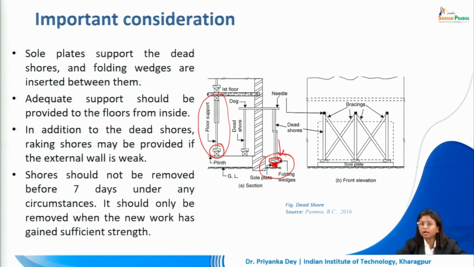If we are dealing with a situation where the external walls are weak, we might need to take additional help with the help of raking shores. So what we are going to do is we are going to use dead shores to help us create the opening in the wall, and the rest of the wall will be supported with the help of raking shores, which is the first type of shoring that we had studied.